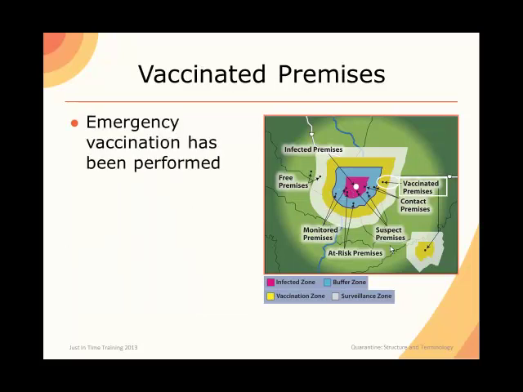A vaccinated premises is an area where emergency vaccination has been performed. This premises designation can be paired with other designations. In this graphic, vaccinated premises are indicated in the white oval.